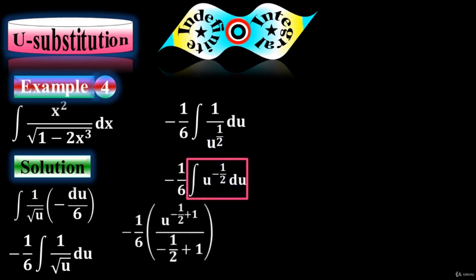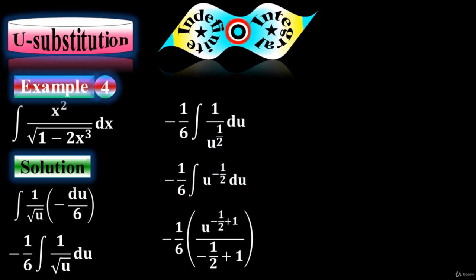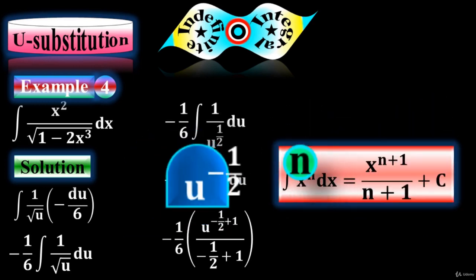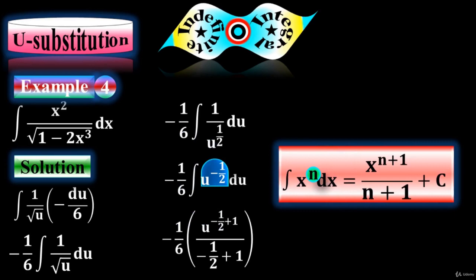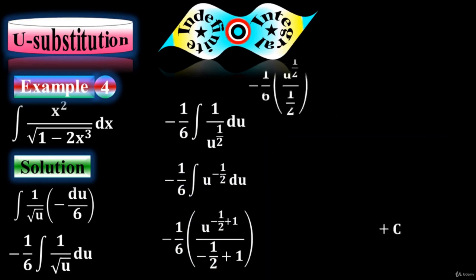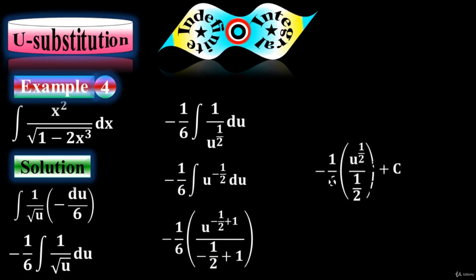Take its integration, and we use this formula here: integral of x to the n. The value of n is minus 1 over 2. Minus 1 over 2 plus 1, or minus 1 over 2 plus 1, plus arbitrary constant. Minus 1 over 2 plus 1 equals 1 over 2.